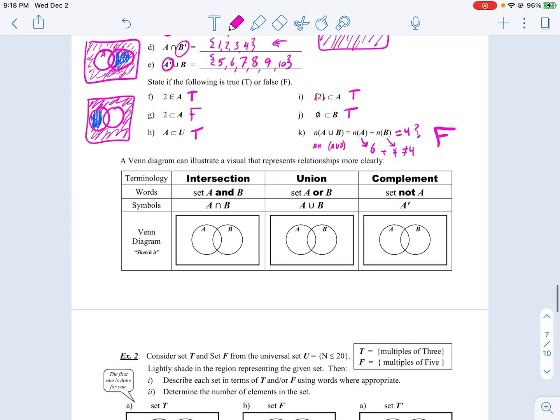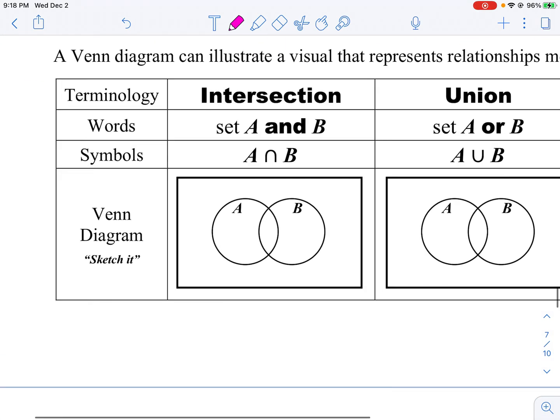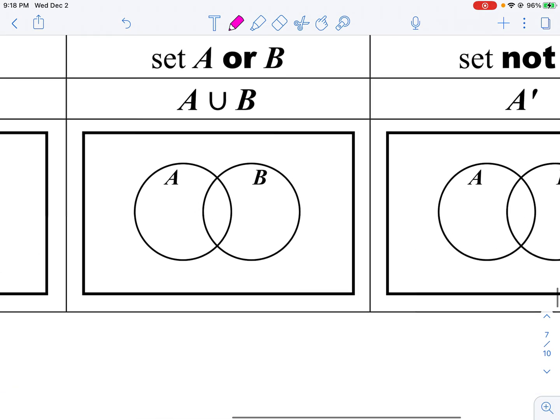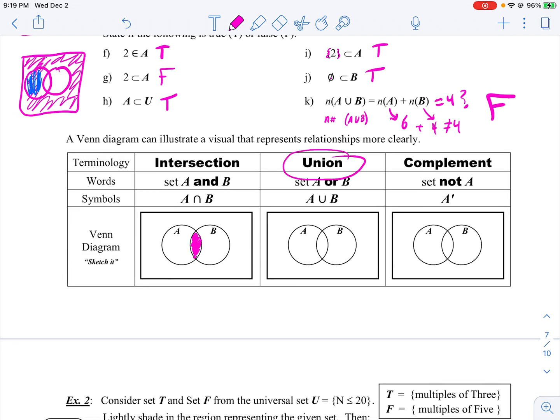Moving on to visually see these relationships. The intersection is where set A and set B overlap. If we have a union, it's called the union, and this is called the intersection, and then the complement, where it's the not part, is the A prime there.